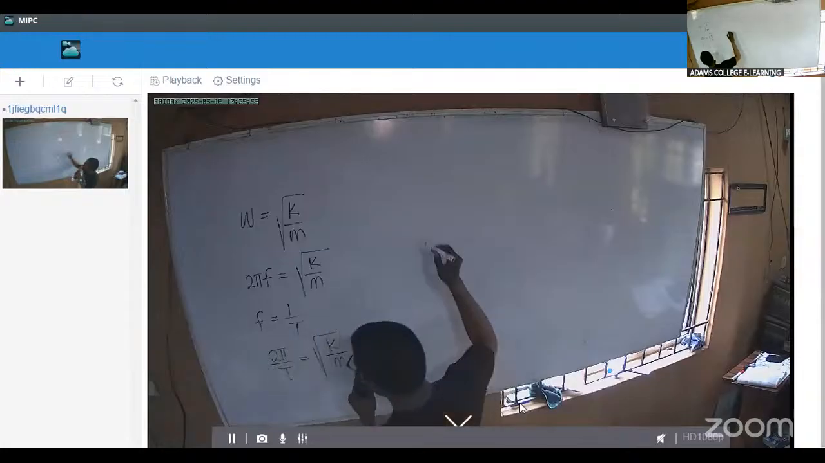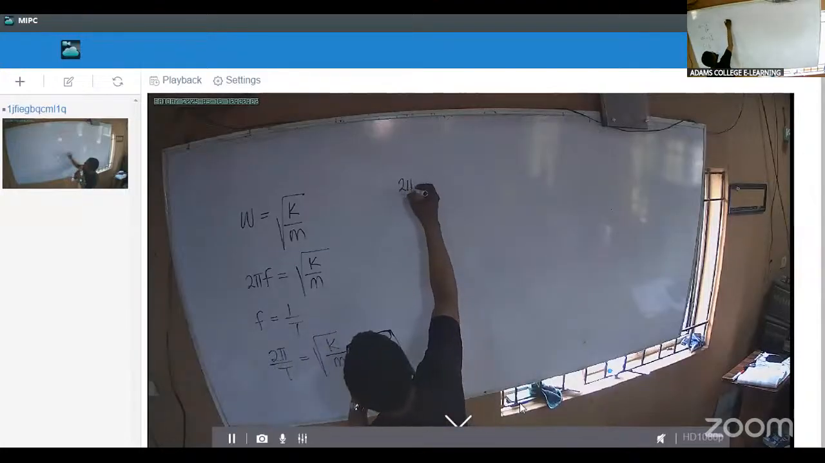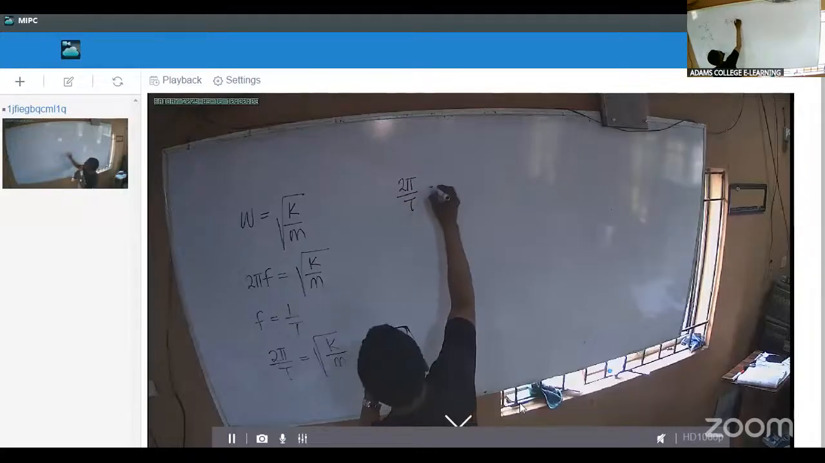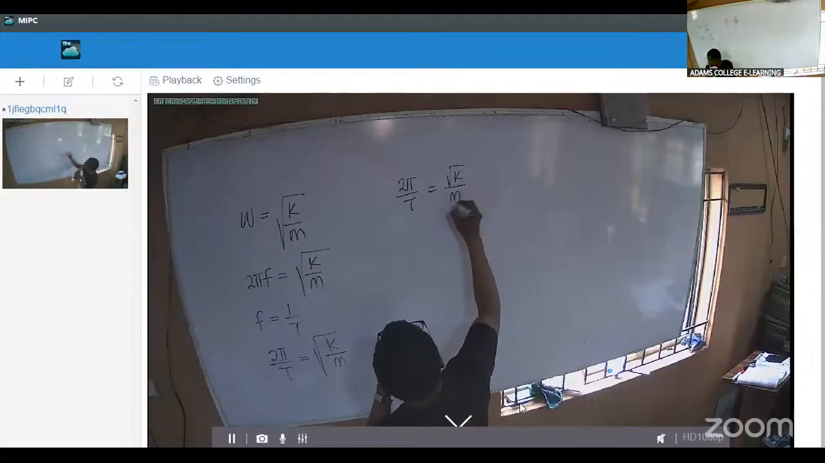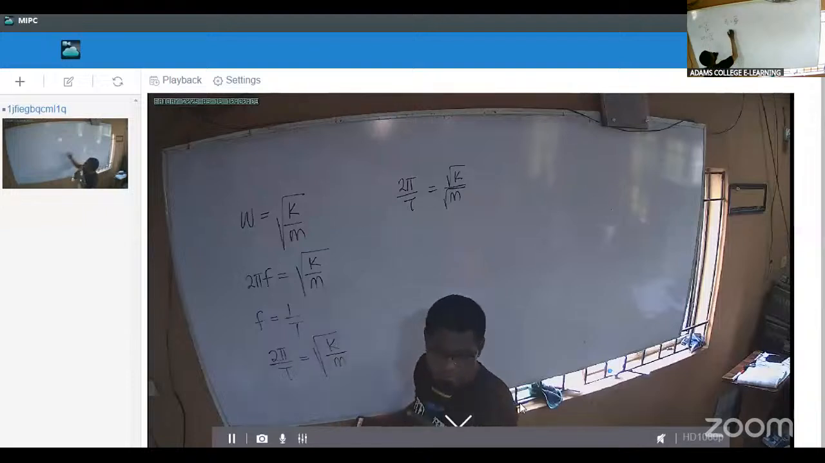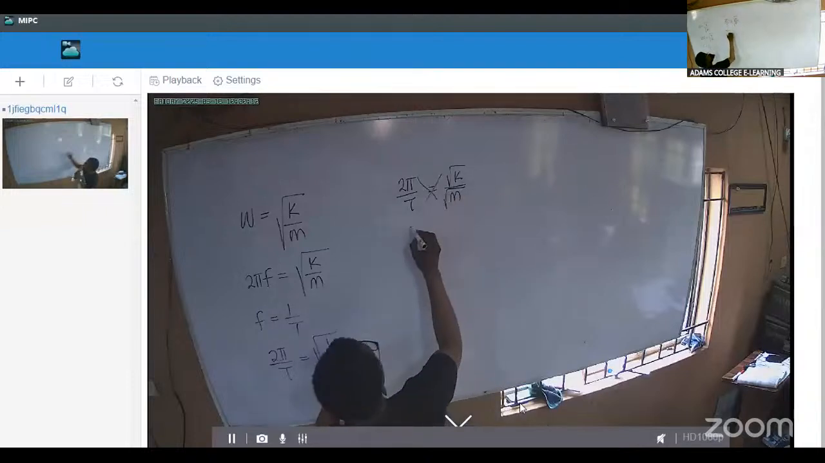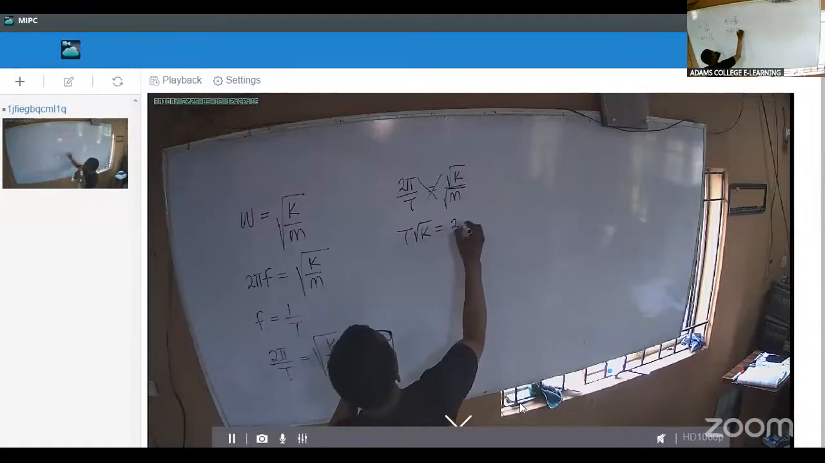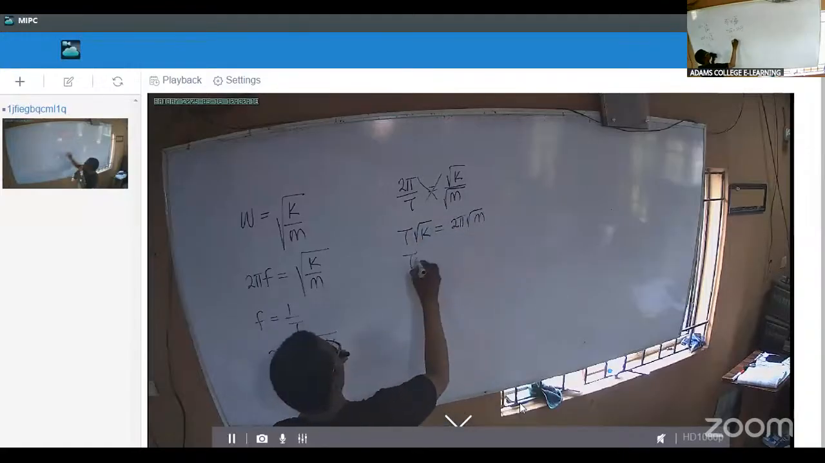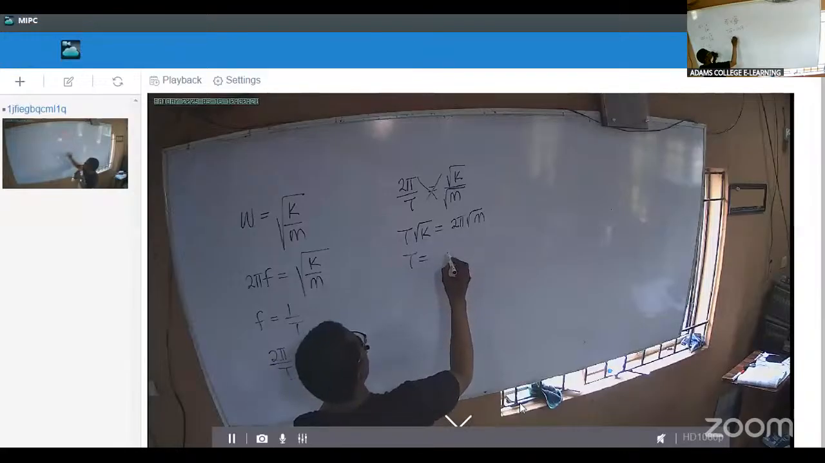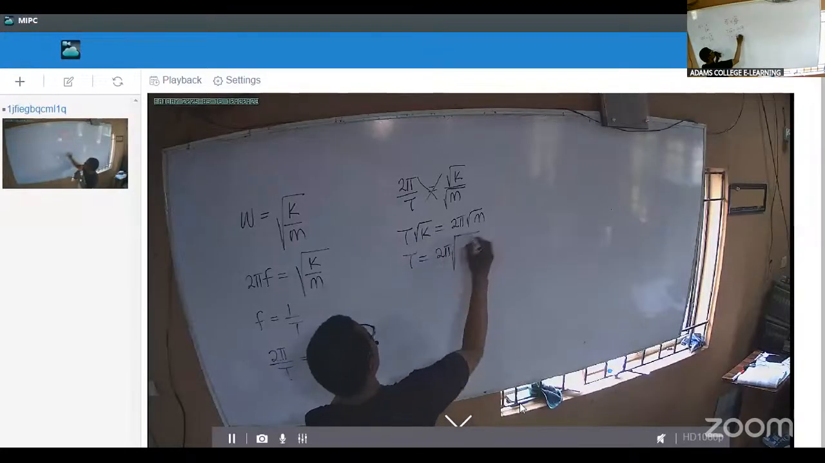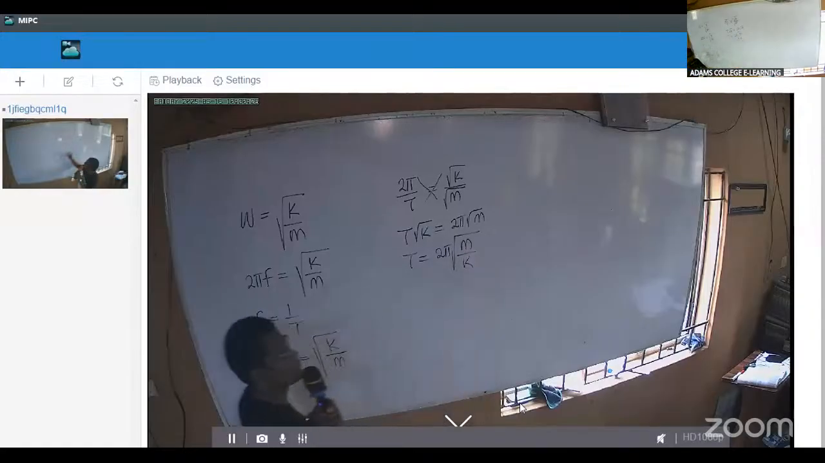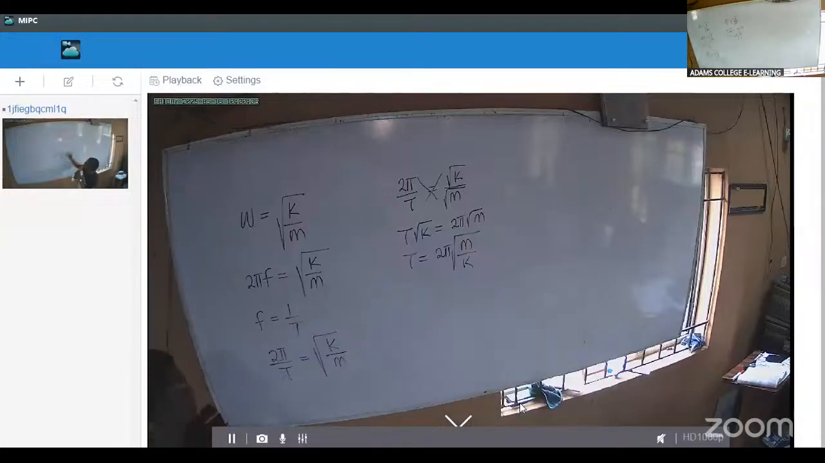I want to derive another formula for you. Square root of k, square root of m. So T root k equals 2 pi root m. Our T will now be what? 2 pi root m over k. Do we agree? Listen. The force per unit length they are asking for is k. That's all. So what they're asking for is k.